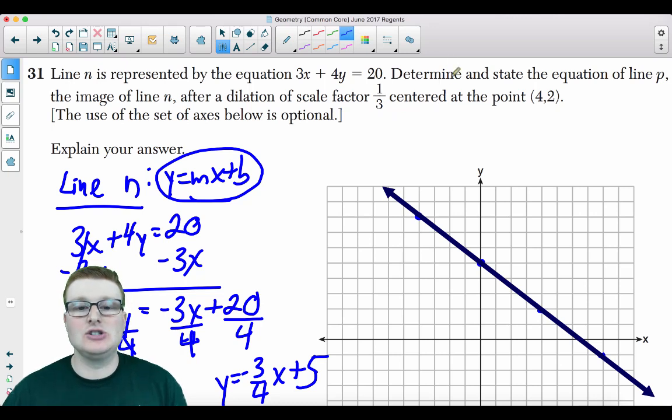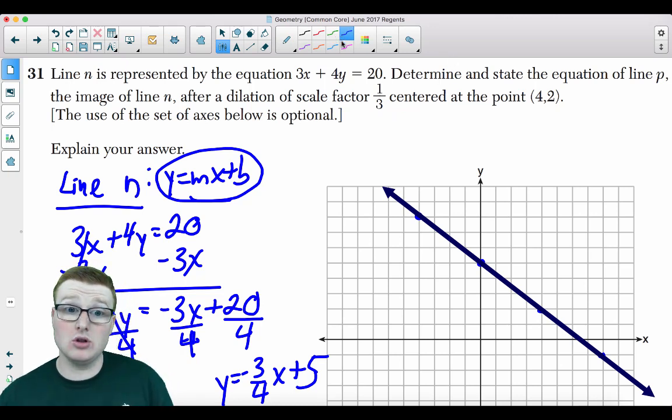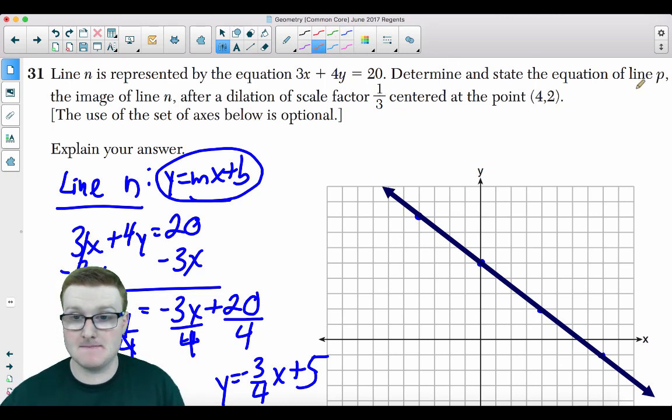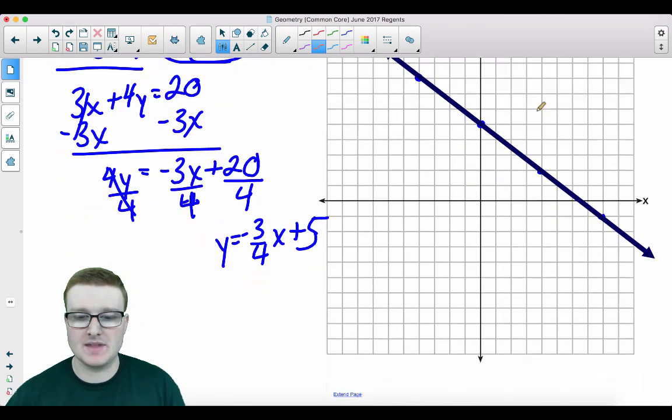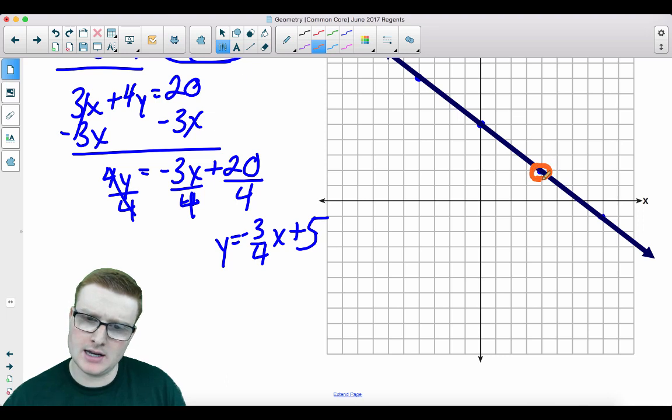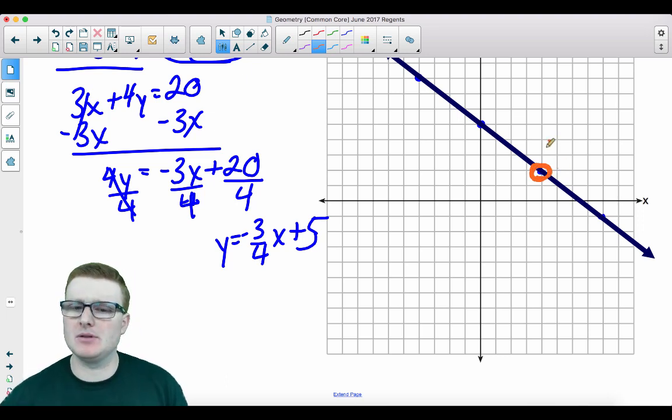Now it says determine and state the equation of another line that they don't give you, line P. The image of line N after a dilation with a scale factor of 1/3 centered at the point (4, 2). Let's find the point (4, 2), shall we? 1, 2, 3, 4, 1, 2. What is going on here? Ladies and gentlemen, the point (4, 2) lies on the blue line.